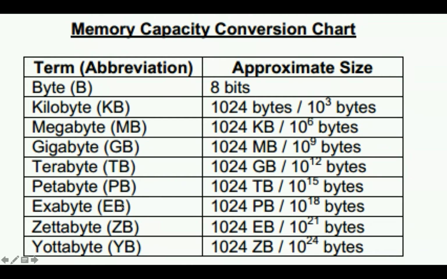1024 PB equals 1 EB, exabyte. 1024 EB equals 1 ZB, zettabyte. 1024 ZB equals 1 yottabyte. Here 10 raised to power 3 is equal to 1 KB. 10 raised to power 6 is equal to 1 MB. 10 raised to power 9 is equal to 1 GB. Here is the conversion chart of the memory capacity.